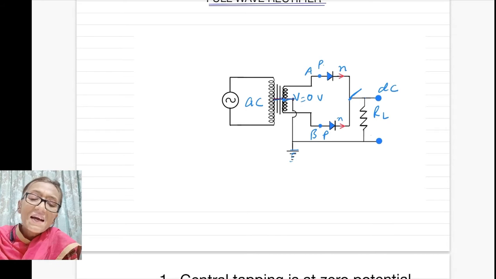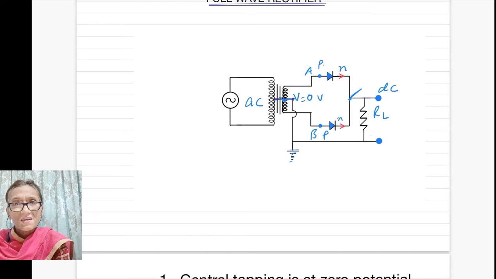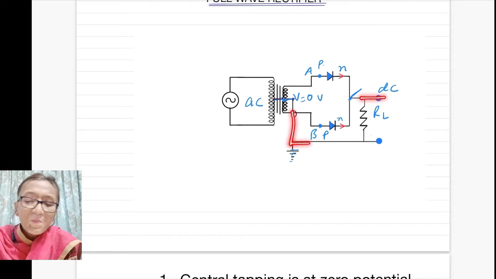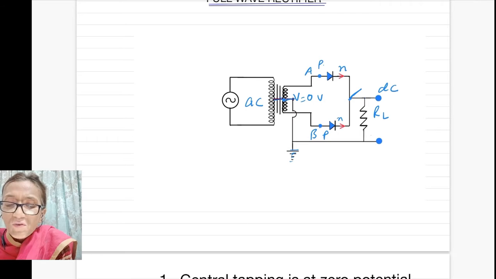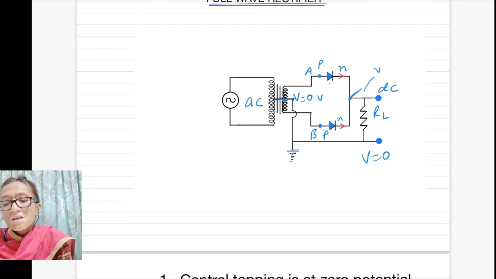So you find that a positive potential is fed to the P side of a PN junction diode. So there will be forward biasing, and it will allow current through it for the first half time period. Here you have V equal to 0, and here you have the voltage due to which current is flowing through it. So a current will be obtained through the load resistance.